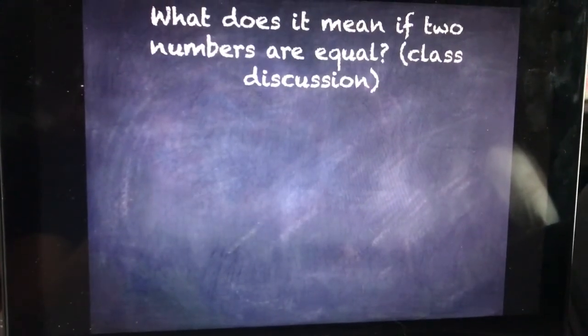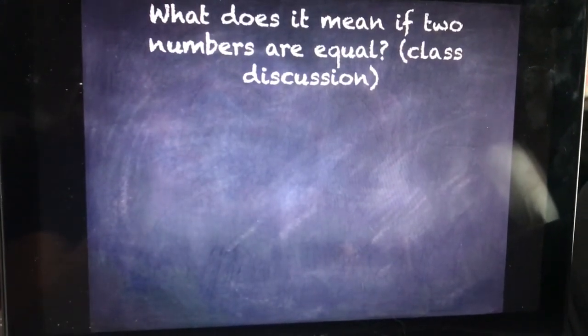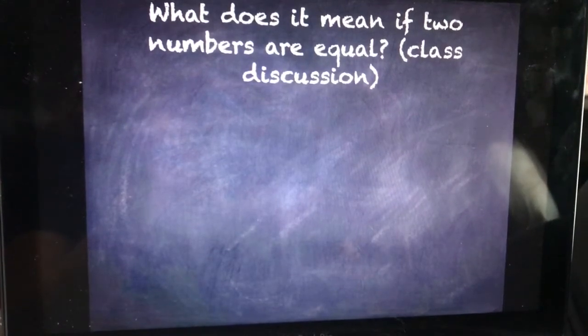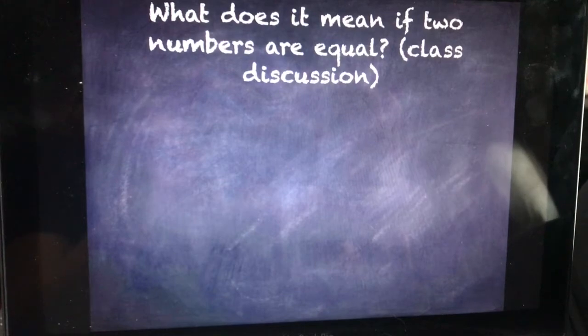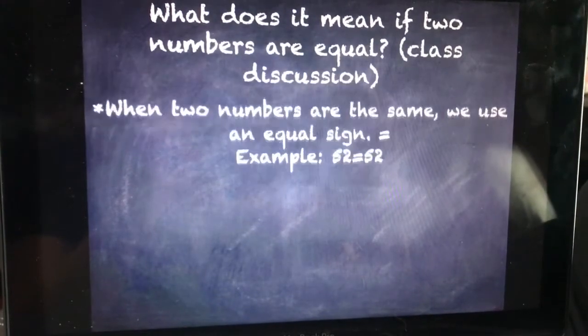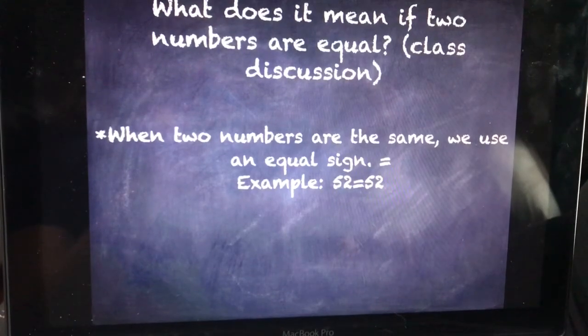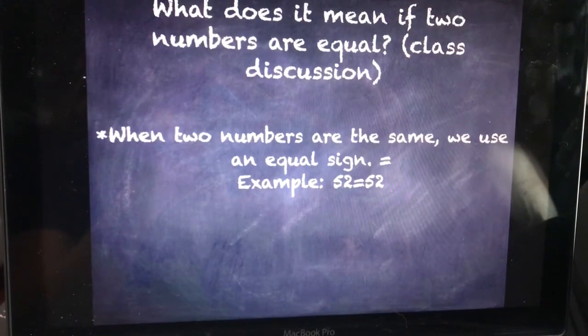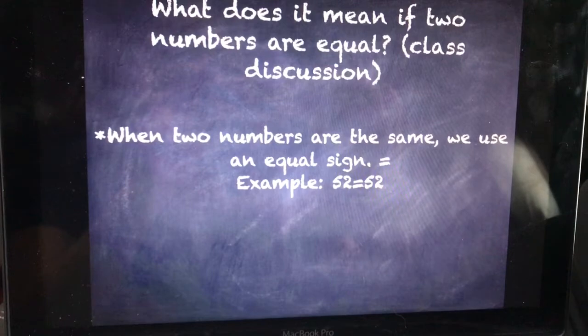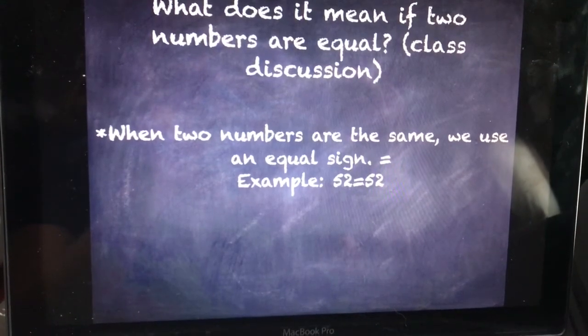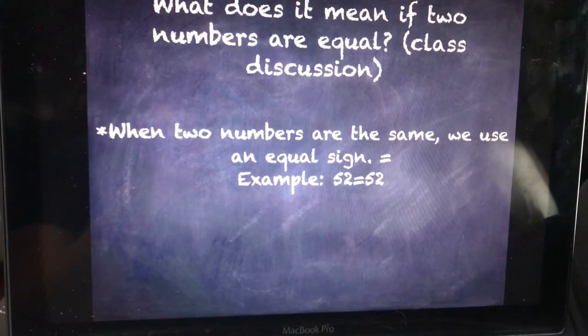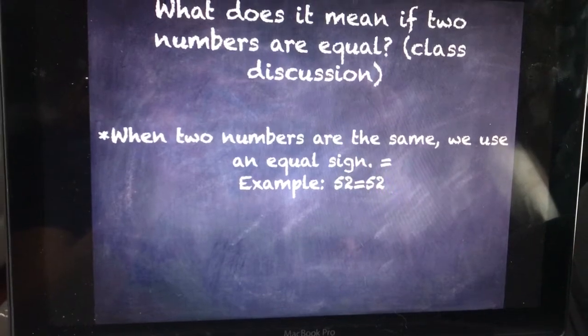So what does it mean if two numbers are equal? Let's have a class discussion. Good job. It means that they are the same. When two numbers are the same, we use an equal sign. Example, if 52 equals 52, there is an equal sign between both numbers. They are equal to each other.